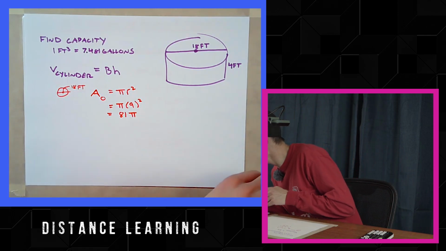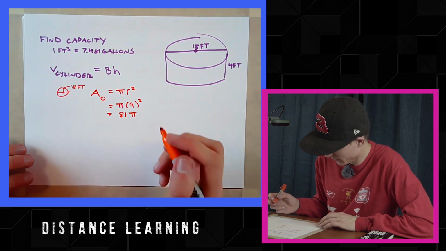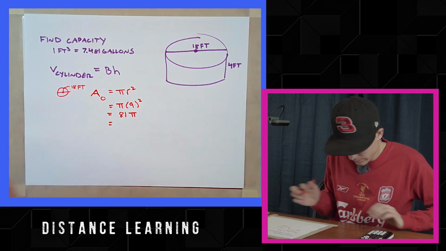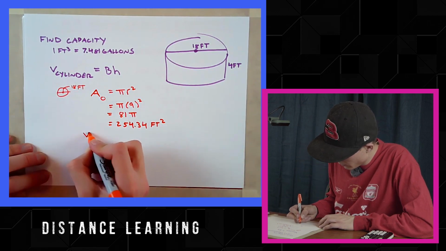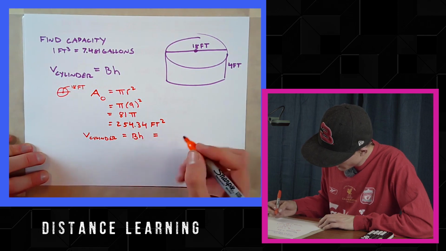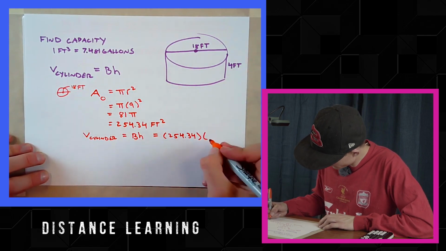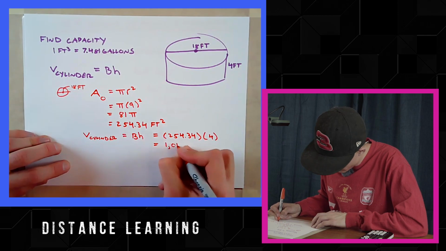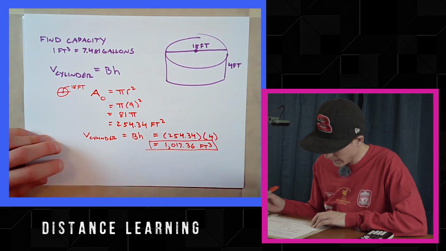And does it tell us what to use for pi? It does not. We'll go ahead and use 3.14, although I think they use the pi button in this one. So if we multiply that by 3.14, you'll get 254.34 feet squared. And so now volume of the cylinder is capital base times height. It's going to be, we just found our base was 254.34, and our height is 4 feet tall. So if I multiply that by 4, I get 1,017.36 cubic feet.